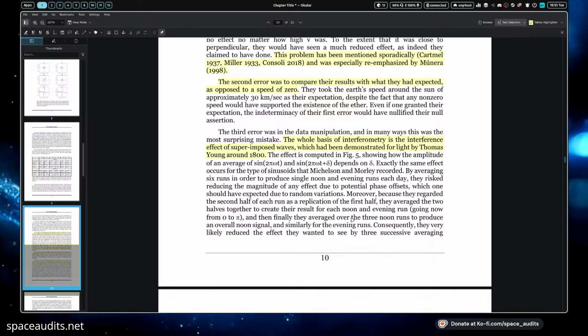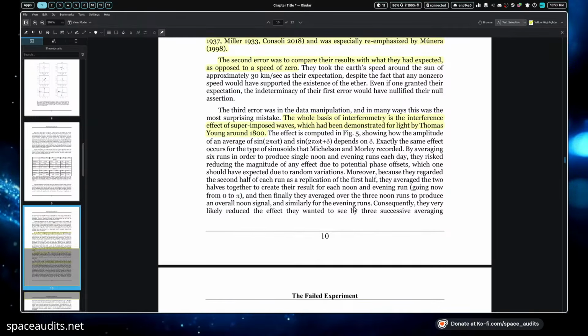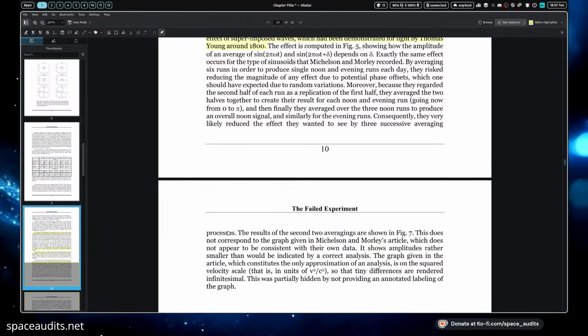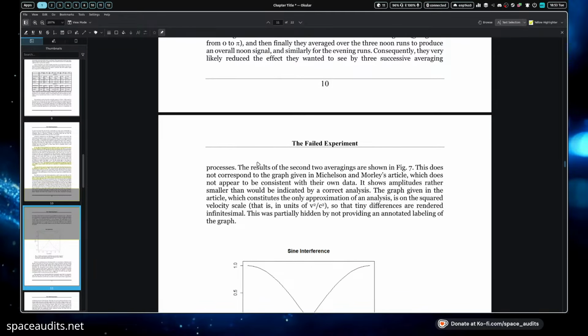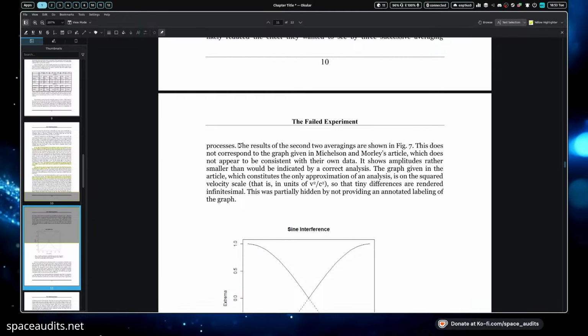Finally, they averaged over the 3 months. And finally, they averaged over 3 noon runs to produce the overall noon signal, and similarly for the evening runs. Consequently, the very likely reduced effect they wanted to see, by 3 successive averagings, they just canceled it out essentially. The oopsies, they canceled it out.